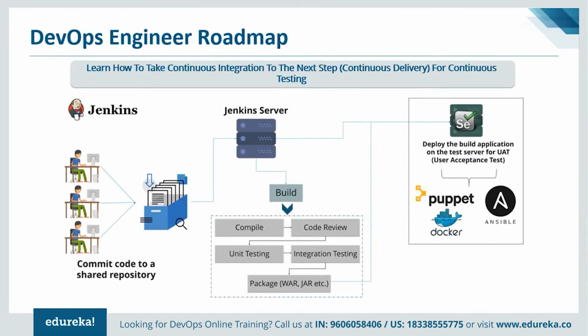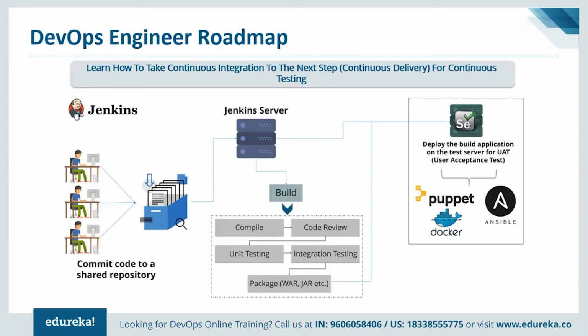So next, what you need to learn is how you can take continuous integration to the next step, and you can include continuous testing, or I would say continuous delivery is what the term is for this particular process. So you need to understand how you can perform end user testing or user acceptance test, where you have to deploy your packaged application onto a dedicated test server and perform functional testing there, right? So basically you need a good understanding of tools like Selenium.